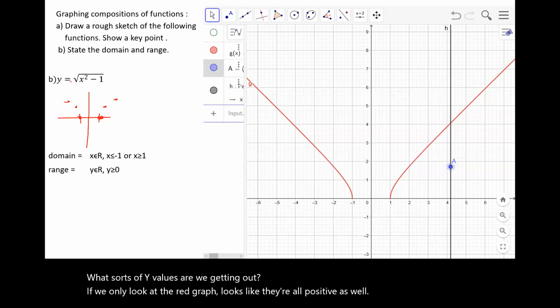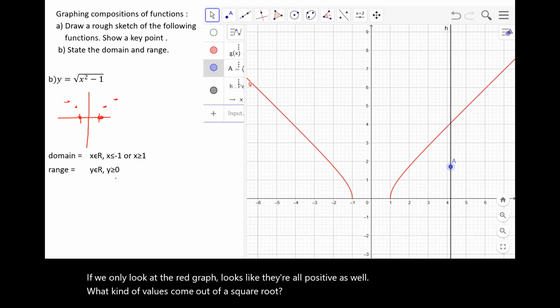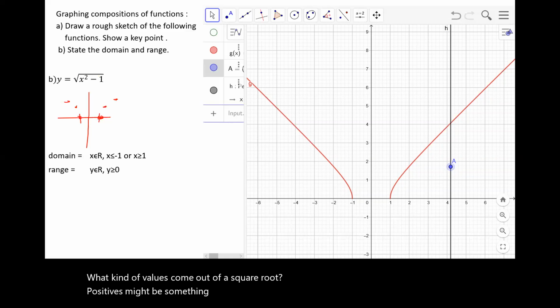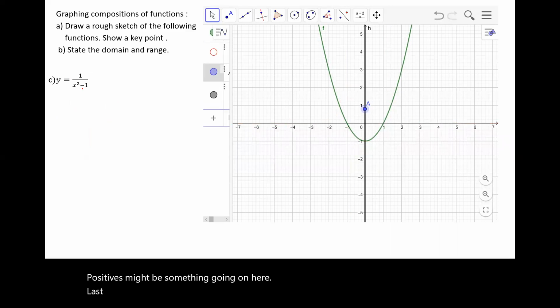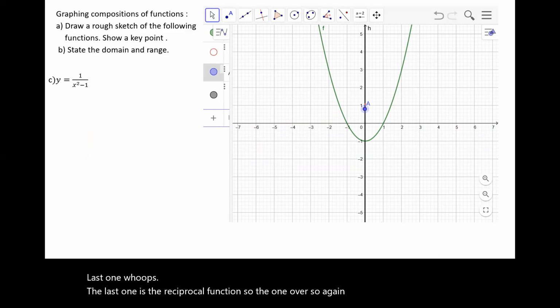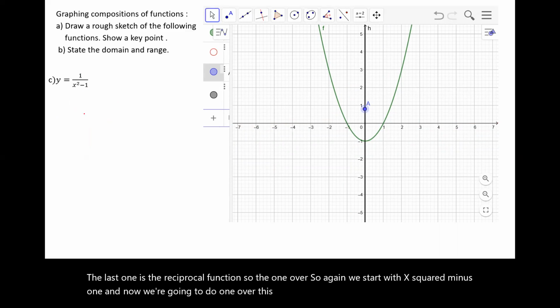What kind of values come out of a square root? Positives? Might be something going on here. Last one. The last one is the reciprocal function, so the 1 over. So again, we start with x squared minus 1, and now we're going to do 1 over this graph. All right, what happens with this graph?